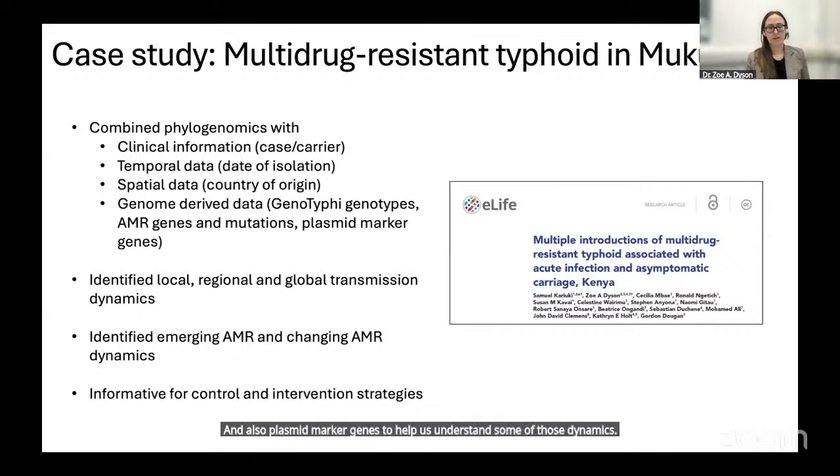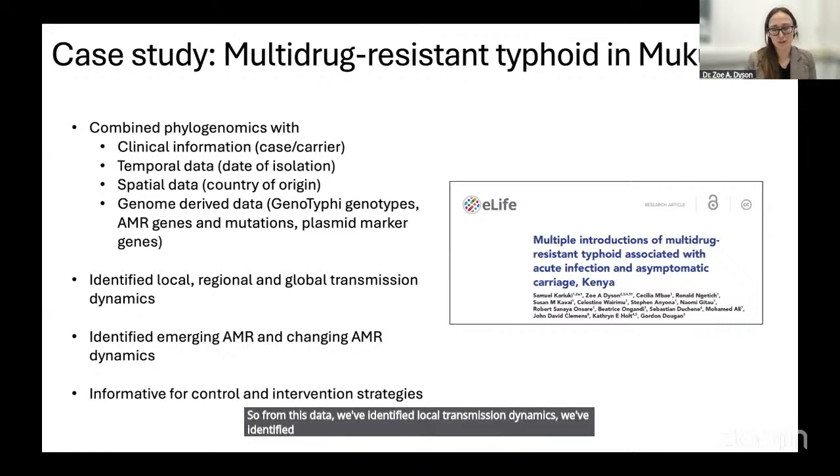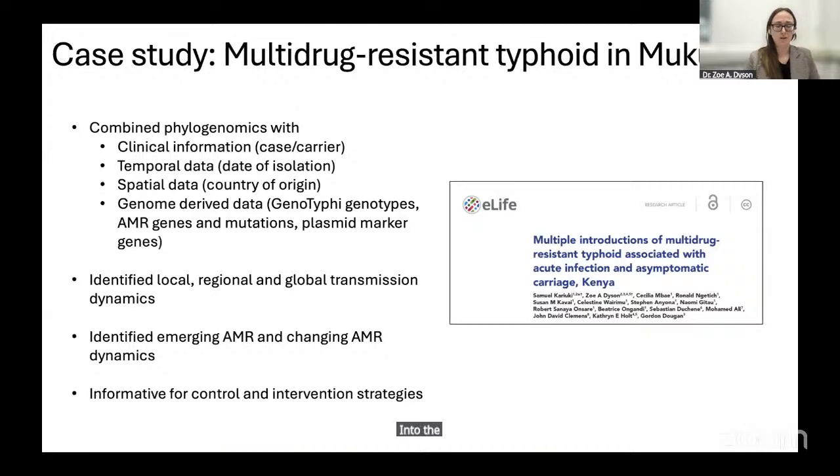So from this data, we've identified local transmission dynamics. We've identified occasions of regional spread, as well as global transmission dynamics from different regions of the world to other regions. We've identified emerging AMR in the form of those ciprofloxacin non-susceptibility mutations I pointed out, and changing dynamics in terms of chromosomal integration that's occurring during the study period of that integration of multi-drug resistance into the chromosome. And all these data are informative for control and intervention studies.